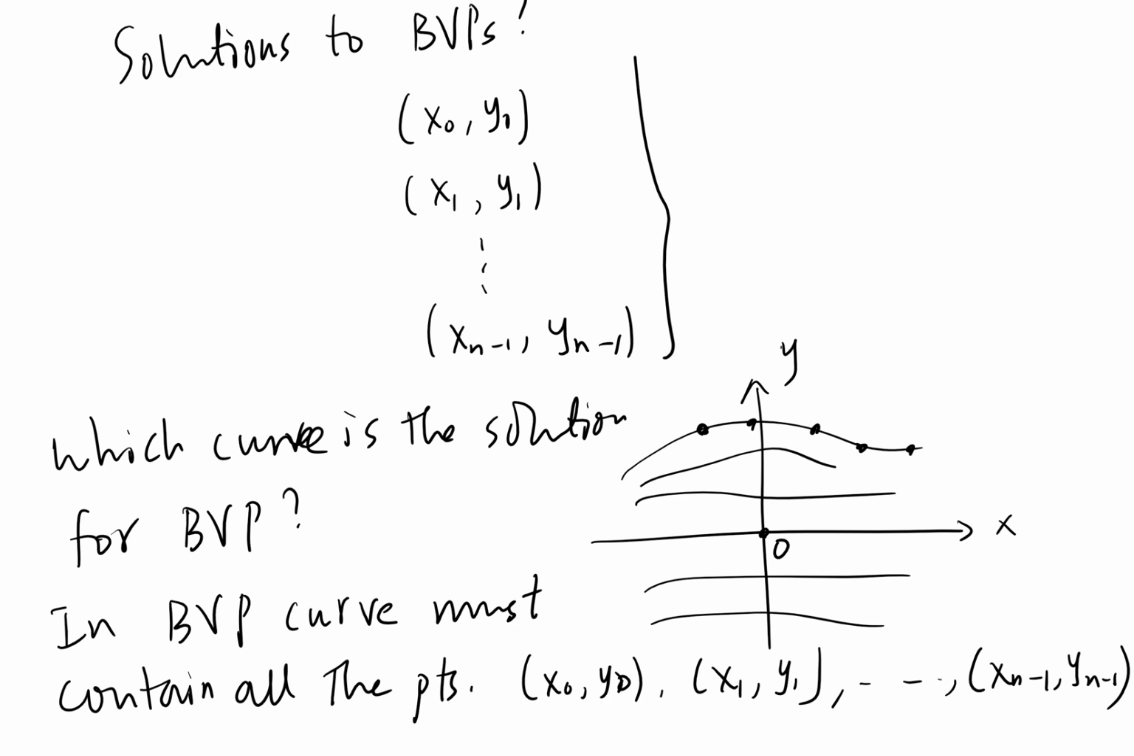So does that mean it doesn't have a unique solution? The unique solution? It does have a unique solution. This is the unique solution, the one that goes through all these points.